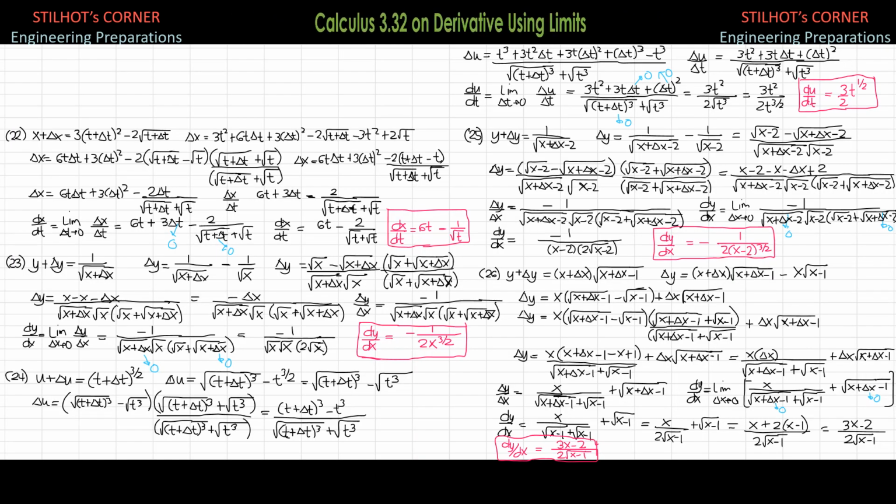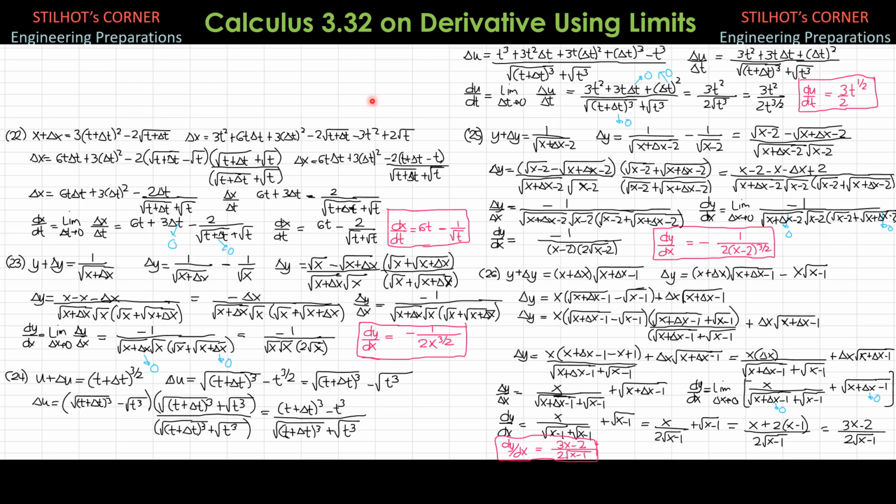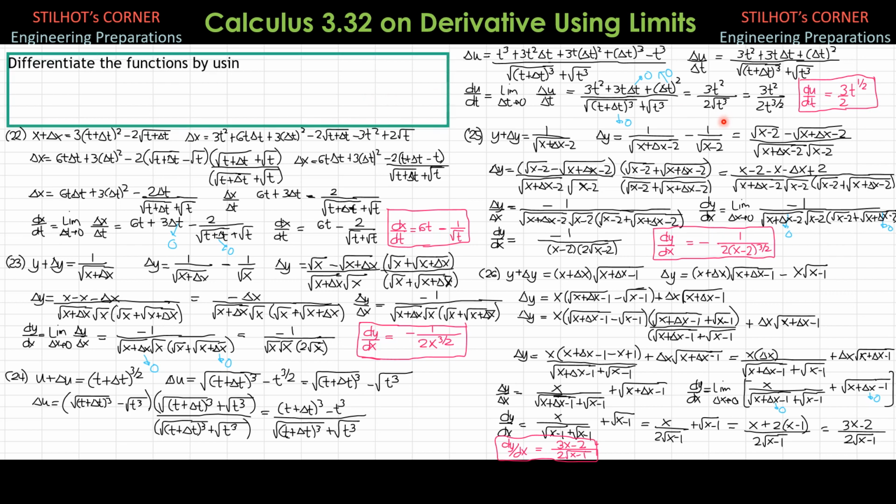Hello viewers, subscribers, students, and future engineers. There is another video, sample problem video on evaluating the derivative of functions using limits. If you want to anticipate the solution, you may pause the video. You just look at the exercises. Do not look at the solution and compare your answers later. So 22, x is 3t squared minus 2 square root of t.